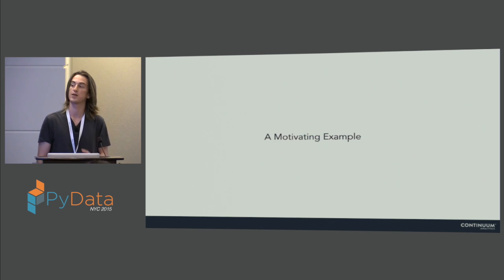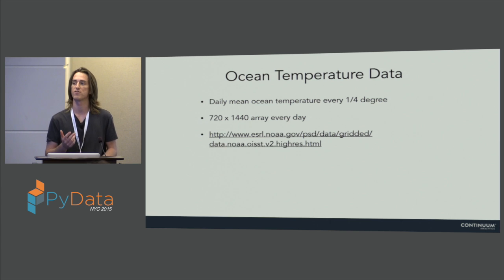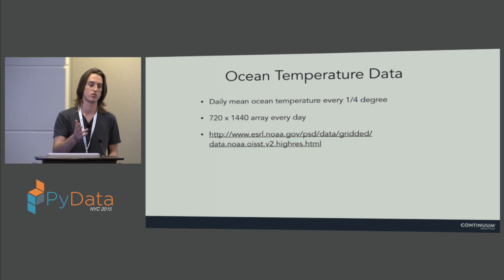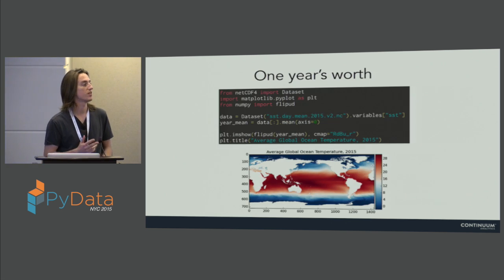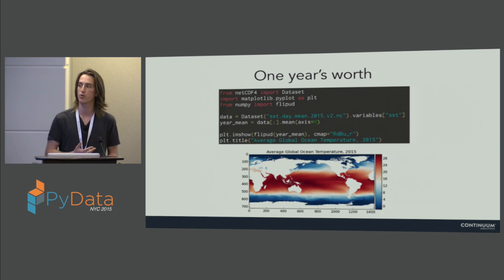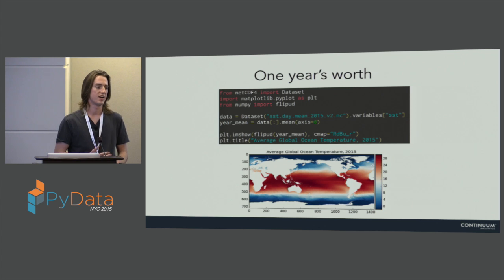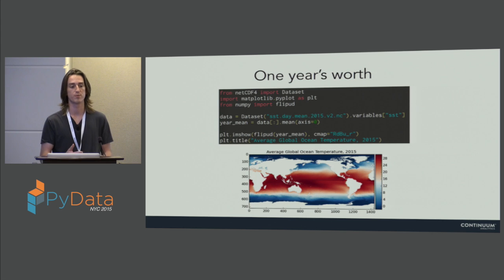OK, so, motivating example. I have some ocean temperature data. It's daily mean ocean temperature data taken in a grid, a 720 by 1440 array, every single day. And this goes back for years. This is all provided from that URL right there. Using Python, it's really easy to analyze a single year's worth. You can open it up with netCDF4, which is just the data format library, and then use matplotlib and NumPy to run a little bit of analysis and make a plot. That all happens pretty quickly on your computer. It's just a few lines of code, very simple to work with.